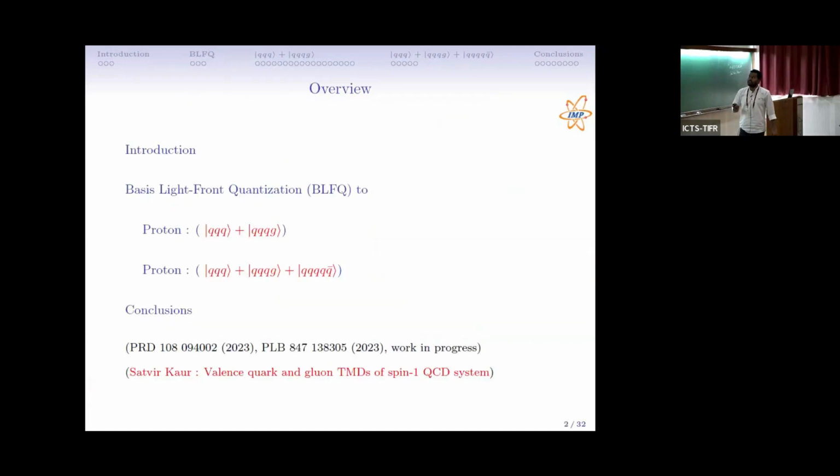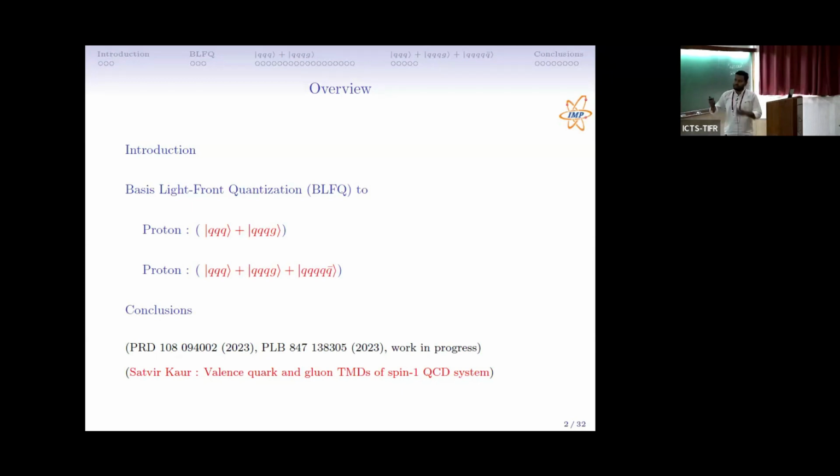My talk has been divided into basically four parts. First of all, I'd like to introduce the hadron properties, and then I'll talk about our theoretical framework, known as BLFQ, which is based on the light-front formalism, and then its application to the proton.